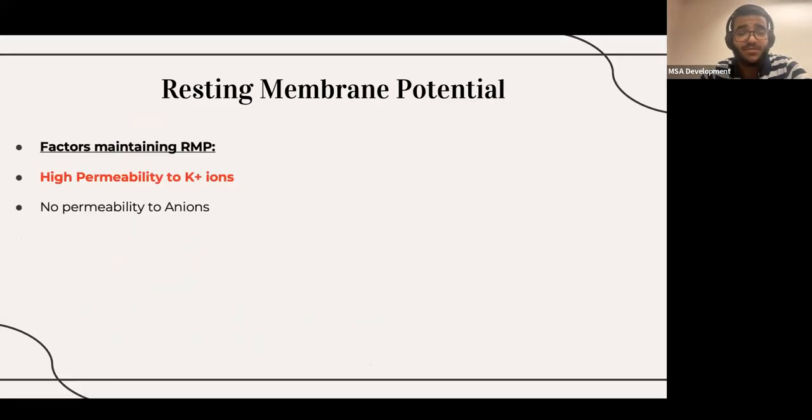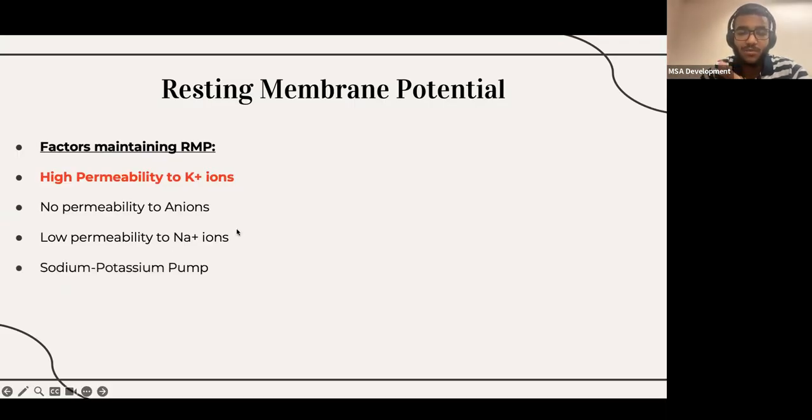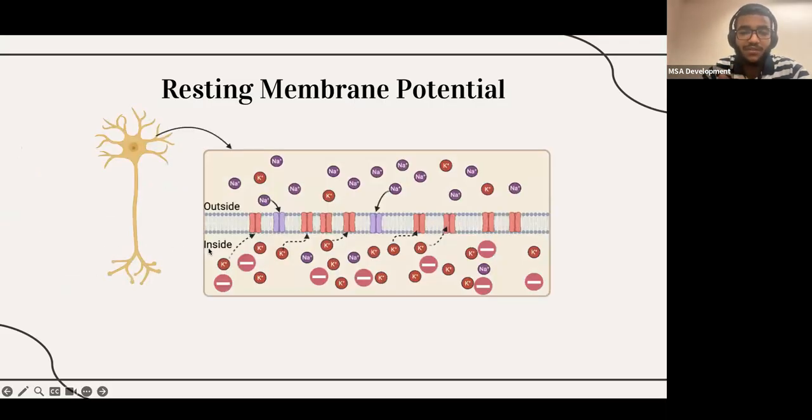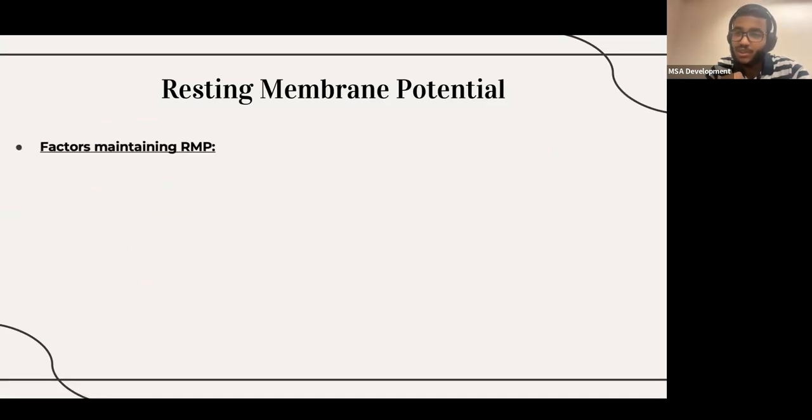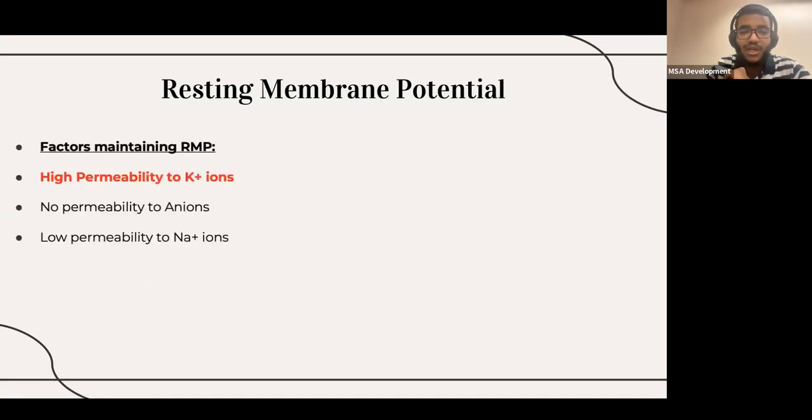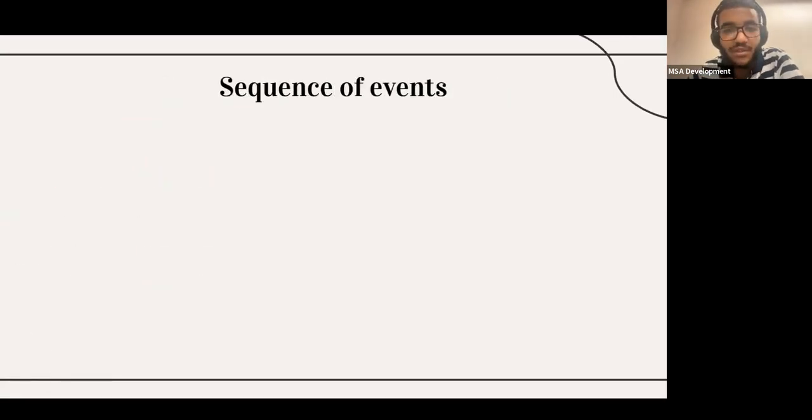Now let's sum up the factors maintaining resting membrane potential. It's the high permeability to potassium ions, no permeability to anions. So the anions that were bound to potassium cannot leave, while potassium leaves them behind. Low permeability to sodium ions, because if sodium was left alone, it would try to get the membrane potential to plus 60. But we don't have much permeability to sodium, not as much as potassium, and therefore we have a negative resting membrane potential. And finally, the sodium-potassium pump, as we explained.